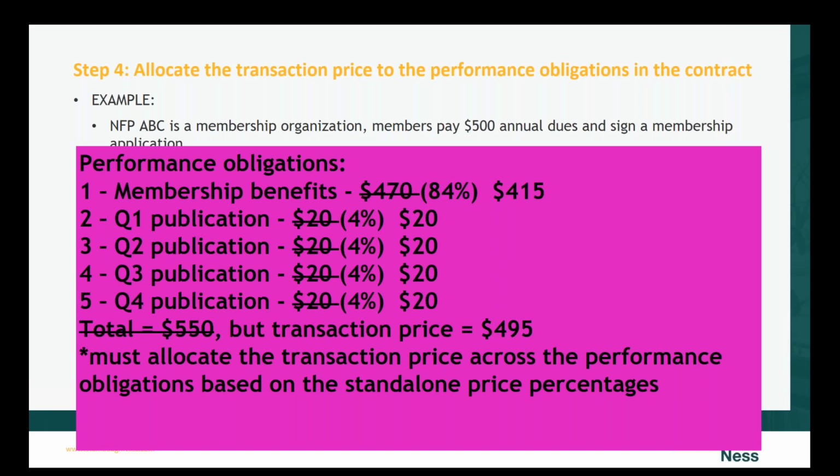So we've identified the performance obligations. We've come up with pricing, either by having the observable inputs or by estimating them. And in this case, we estimated it based on what's going on in the market. This nonprofit determined that someone would be willing to pay $470 for that bundled membership benefits. And then after coming up with the prices, our total was $550. We know the transaction price was $495, so then we have to discount it to essentially get to that transaction price.